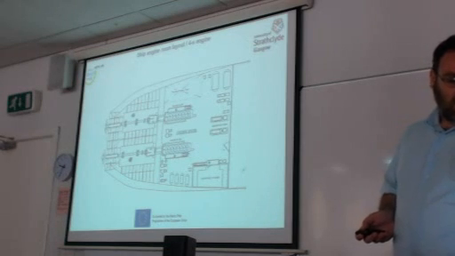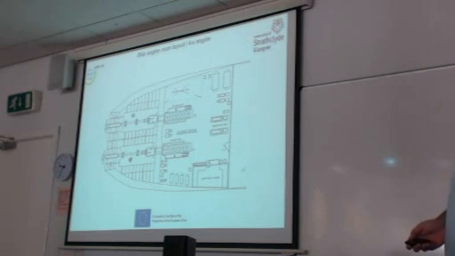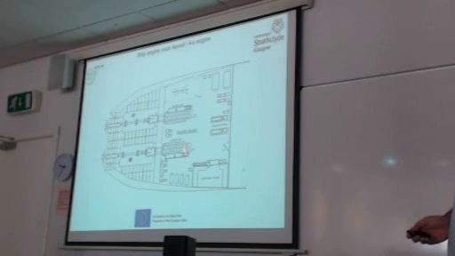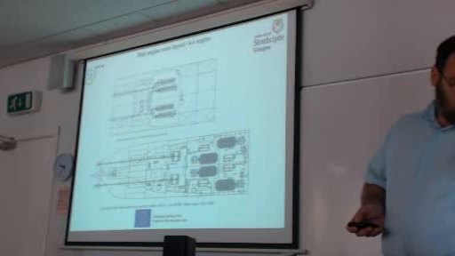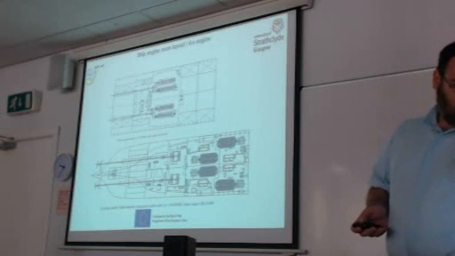And for some ship types like ferries, more than one engine is required. So in this case, in this slide, 2 main engines are used for driving 2 different propellers.